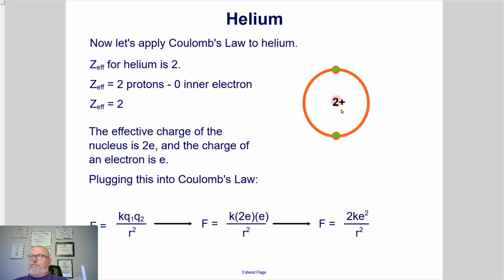If you look at helium, 0 inner electrons, 2 valence electrons, an atomic number of 2. So the Zeff is 2. That means that the valence electrons of helium are getting 2 times the force that hydrogen's valence electron is. You've got 2 positive protons, 2 negative electrons. What's going on? They're going to be coming really close together, right?